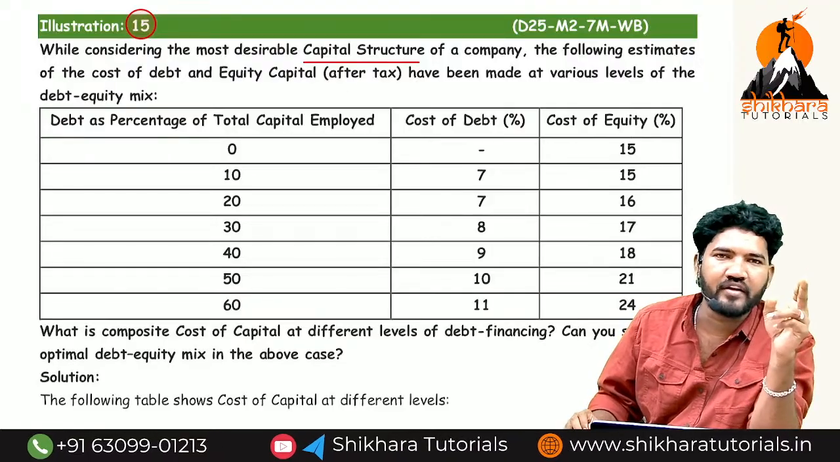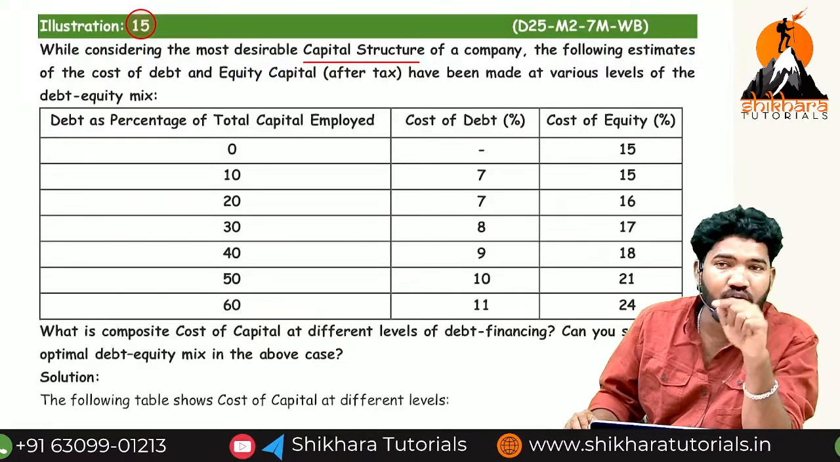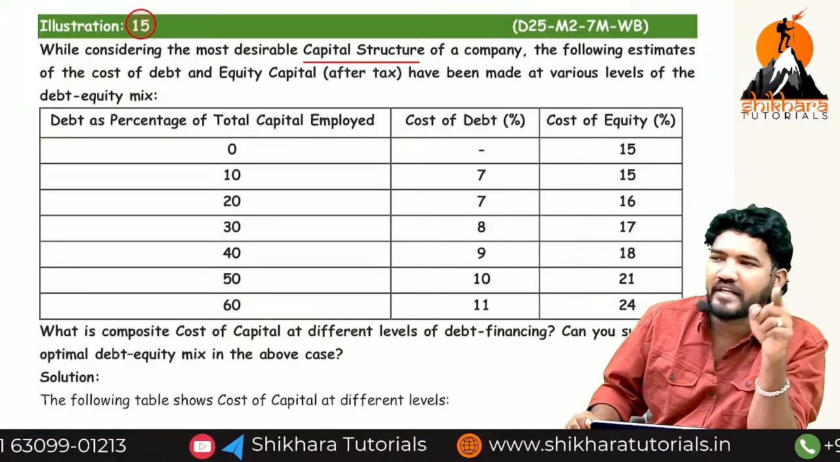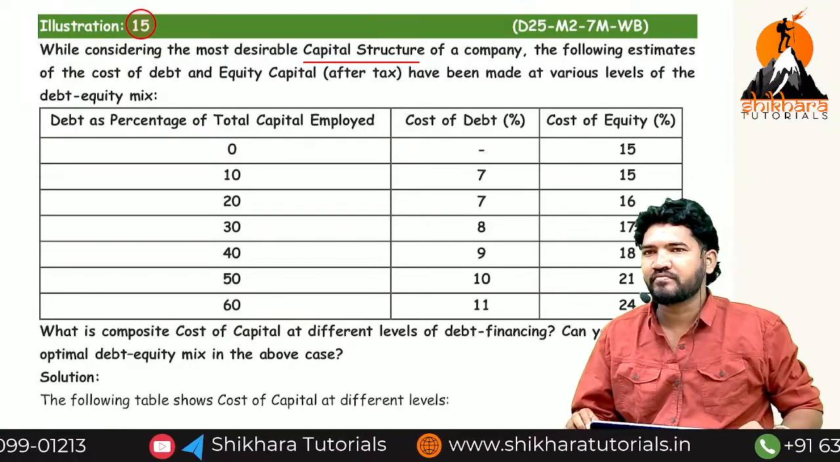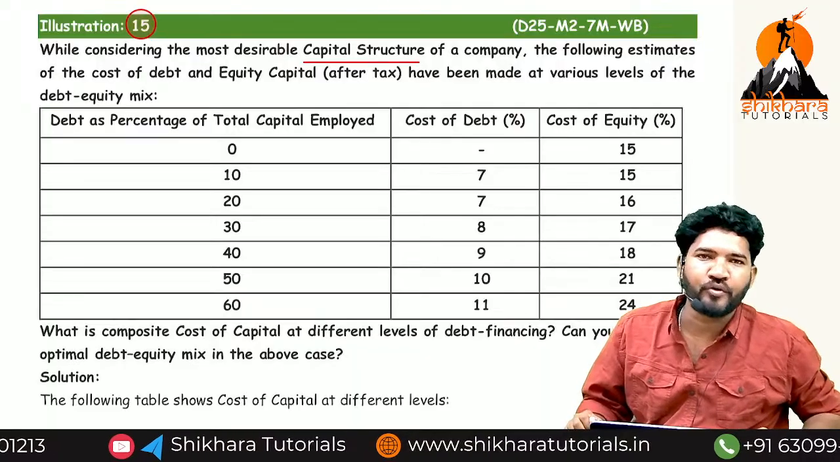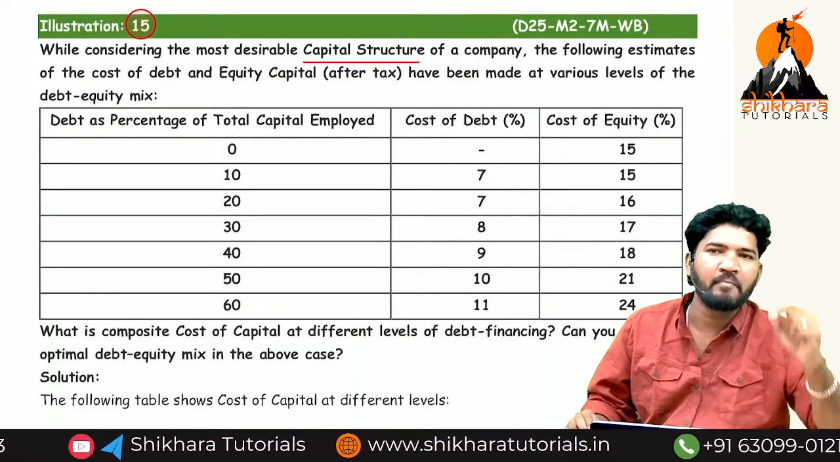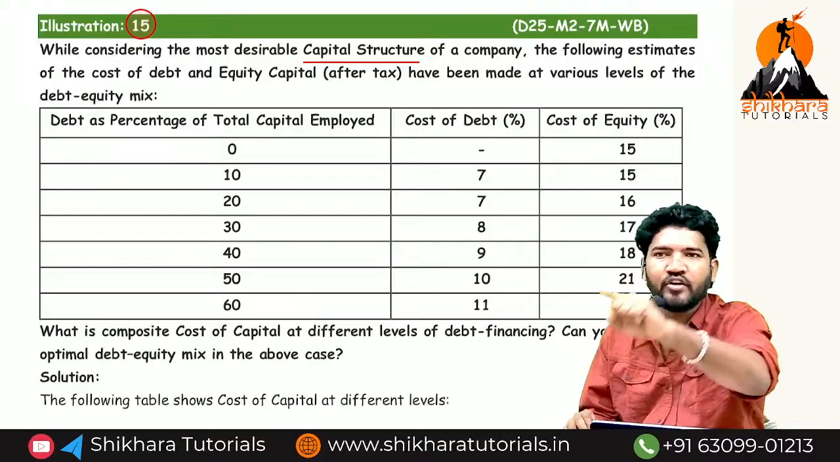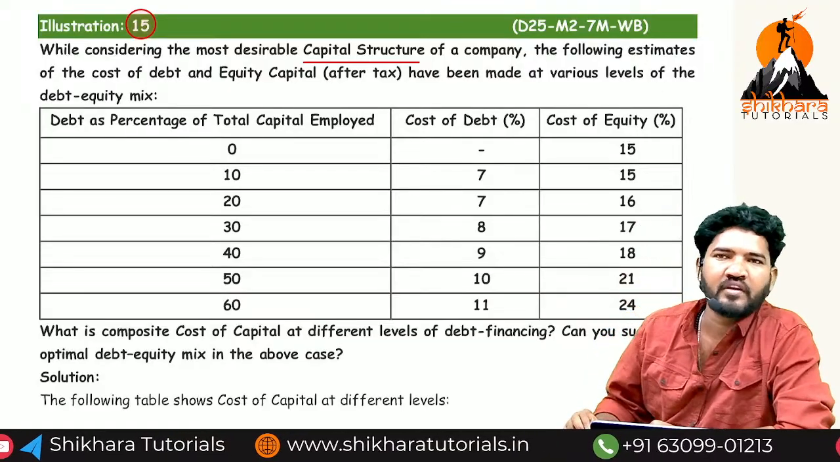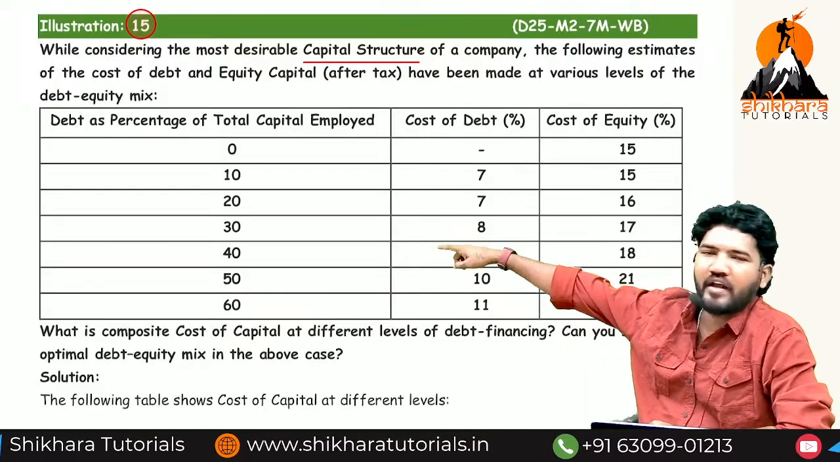12, 13, 14. Now as a company, what do you want? Less cost of capital, more cost of capital? Less cost of capital. Now which one is the best option? So the company needs to procure. If you want money, please procure with 80% equity, 20% debt. Guys, clear? That is the concept we are applying here.